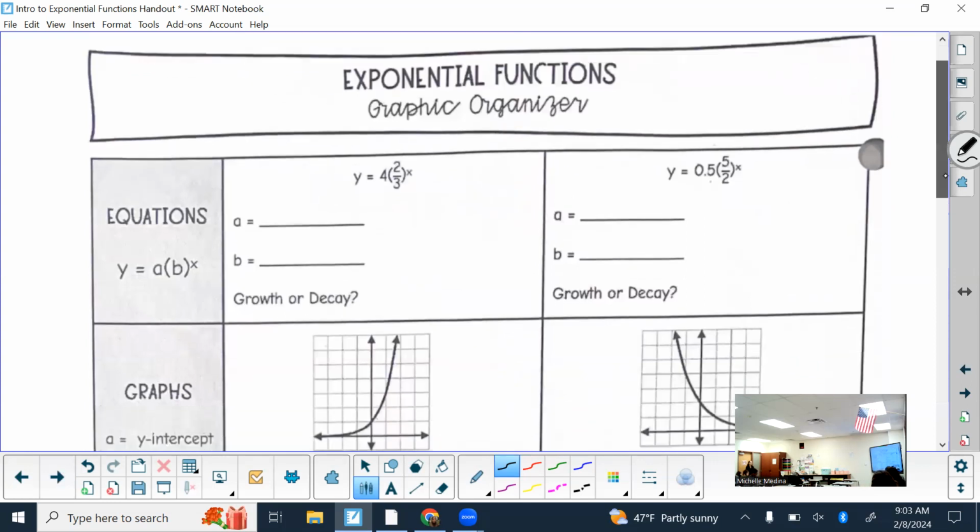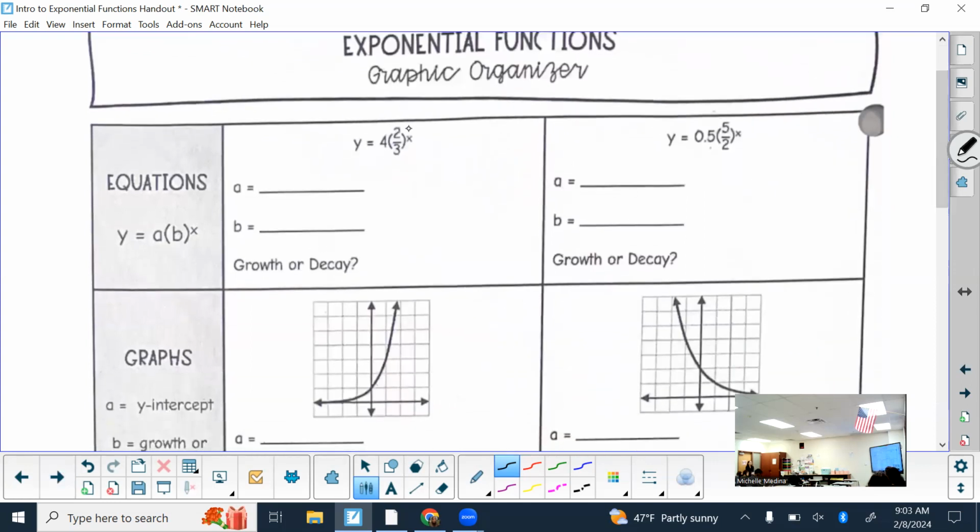What's my A value for the first one on the back? 4. Good. What's my B value? 2. Will this be growth or decay? Is this B value 2/3? Is it bigger or smaller than 1? You're not sure, maybe do 2 divided by 3 in your calculator.